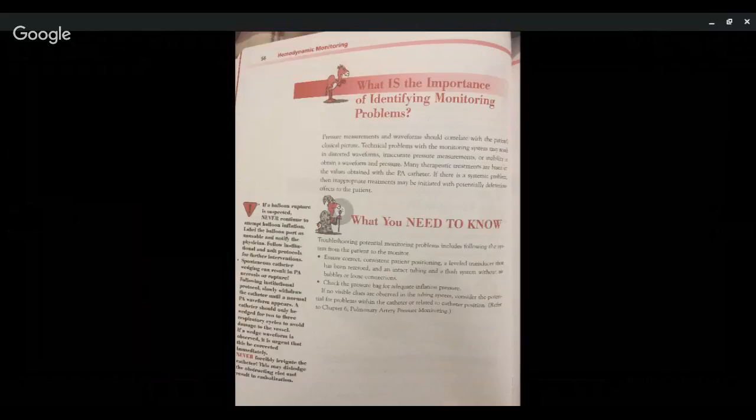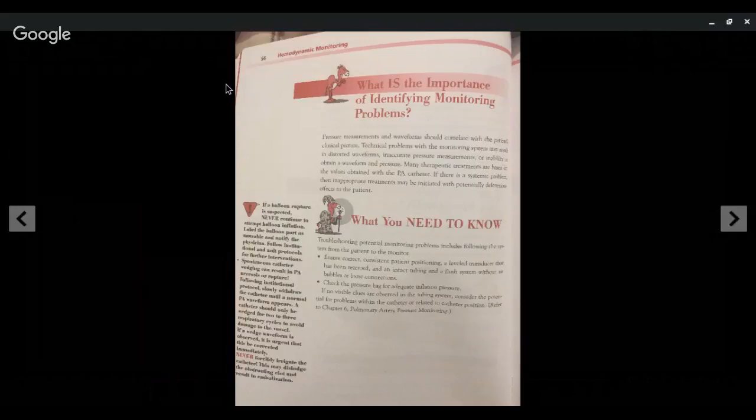Ensure correct, consistent patient positioning, a leveled transducer that has been zeroed or re-zeroed, and an intact tubing and flush system without air bubbles or loose connections. Also check the pressure bag for adequate inflation pressure. If no visible clues are observed in the tubing system, consider the potential for problems within the catheter or related to catheter position.